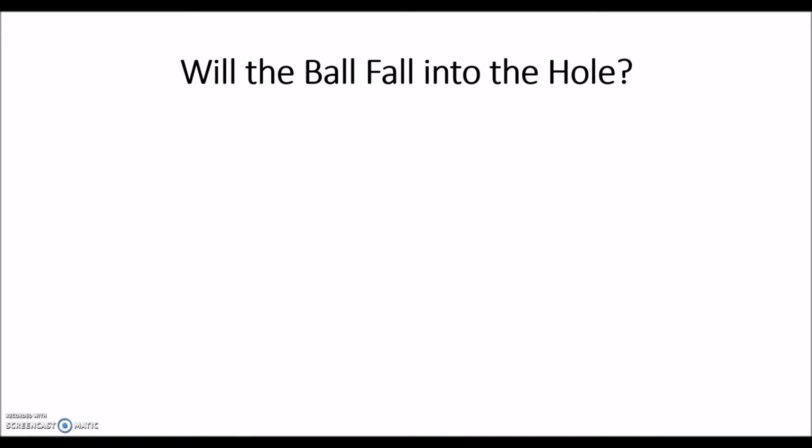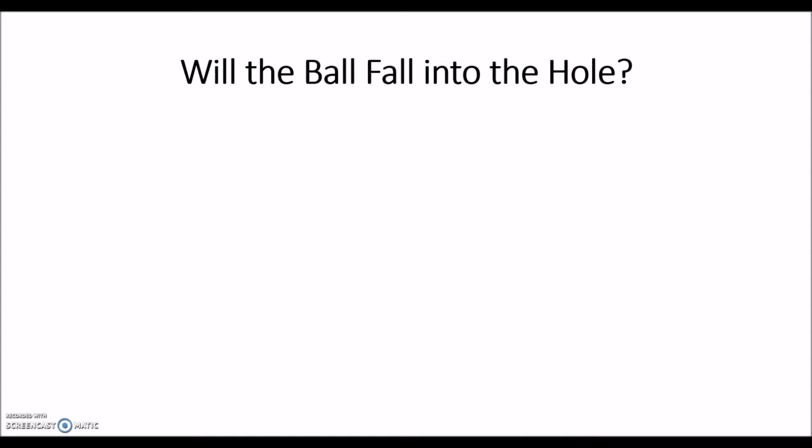Arguably the most important question in all of golf is, will the ball fall into the hole? That putt that you saw Will make earlier in the video was about 5 or 6 feet in length. So for this experiment, we're going to back that up to something a little bit harder, say something like 10 feet. The best golfers in the world only average to make about 50% of their putts from 10 feet.